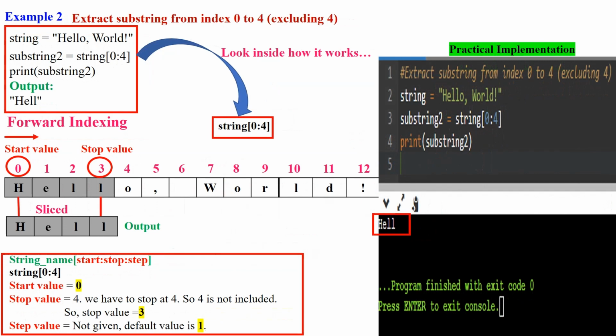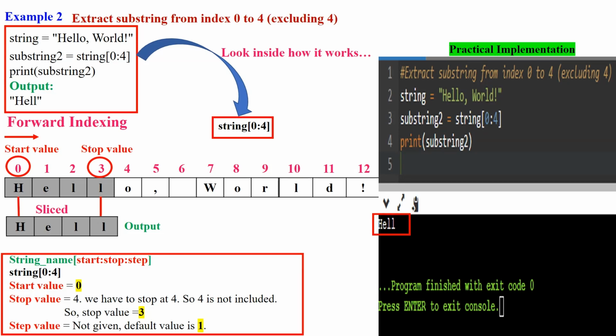Let's see another example. Look at example 2. In this Python code, a string variable named string is defined with the value "hello, world". The next line of code creates a new variable named substring2 and assigns it a value obtained by slicing the string variable. Slicing is a way to extract a portion of a string based on its indices.